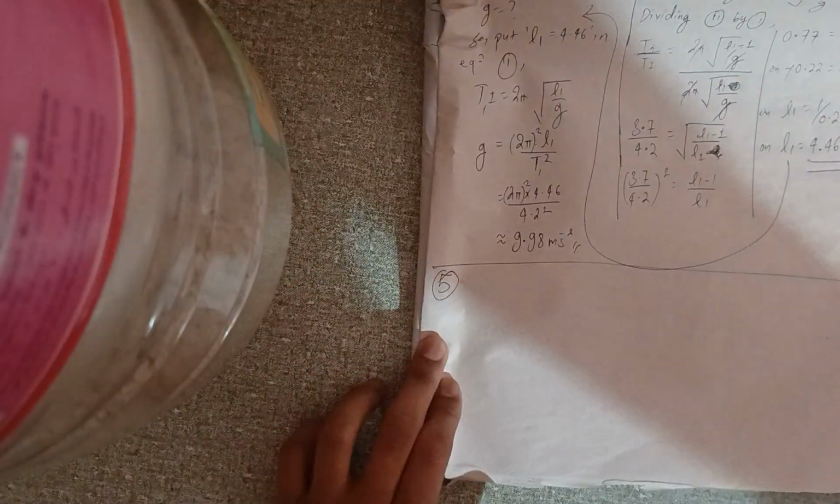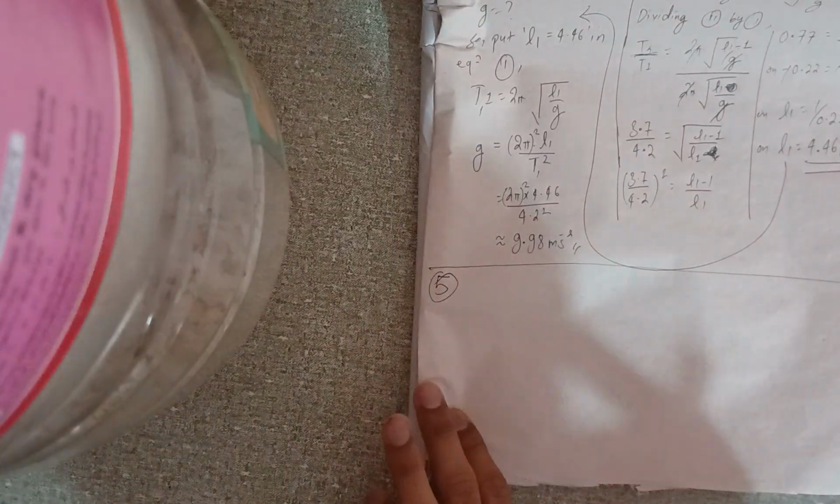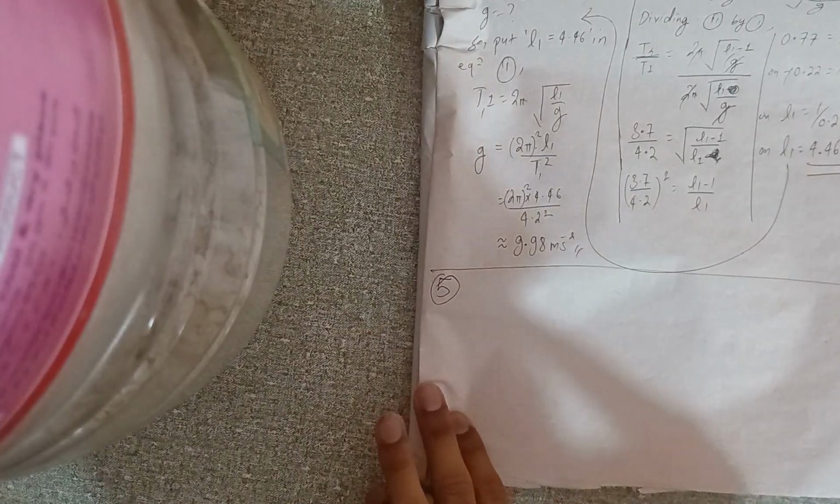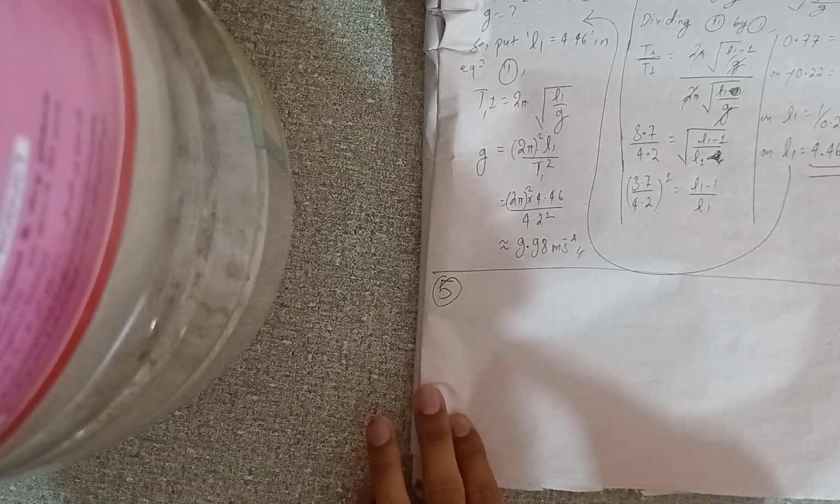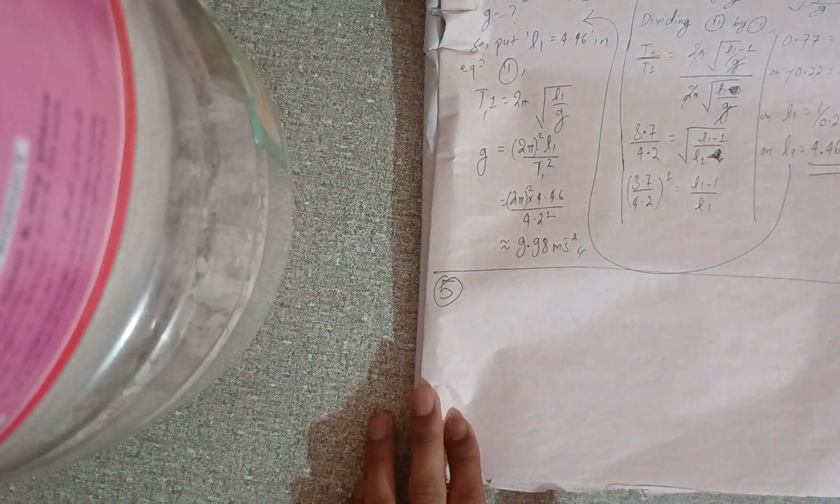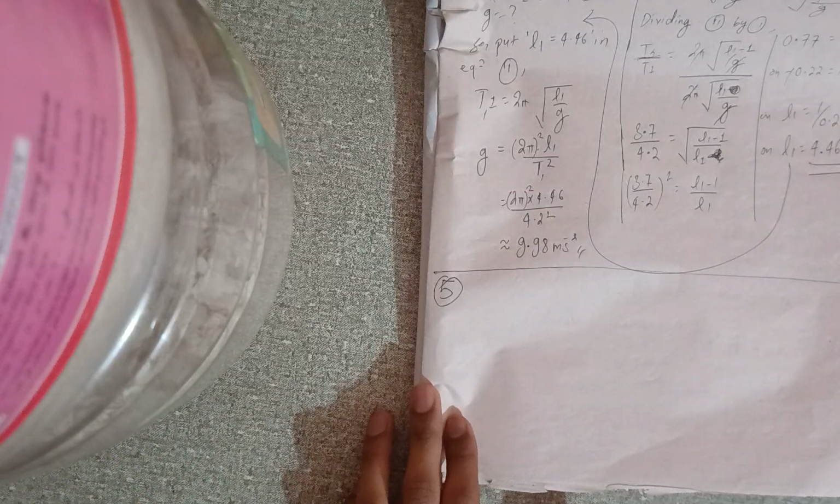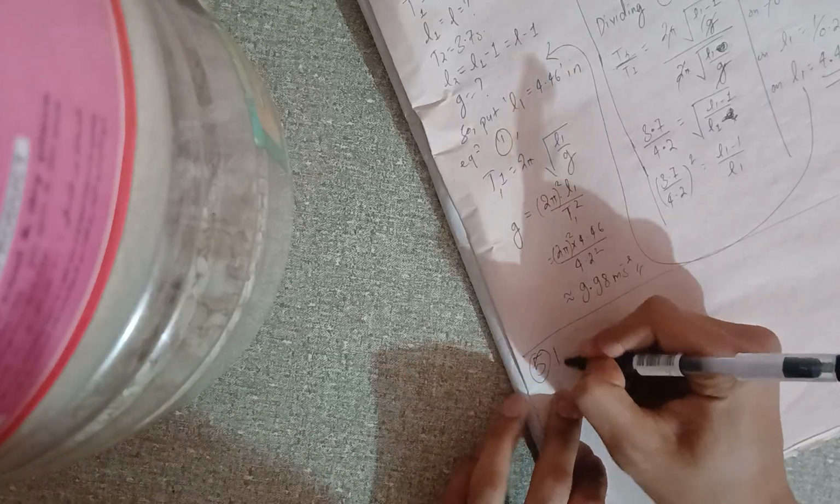Question number 5. The velocity of a particle executing SHM is 16 cm per second at a distance of 8 cm from the mean position, and 8 cm per second at a distance of 12 centimeters from the mean position. Calculate the amplitude of oscillation. Yeah, this is a really important question as well. So I'm going to do this one for you all. So let's go.